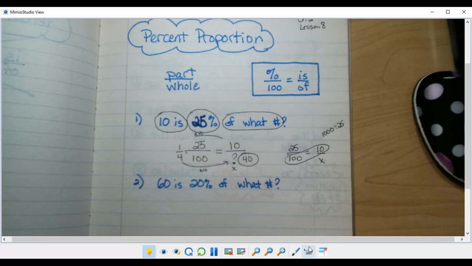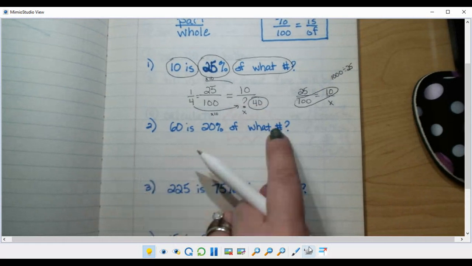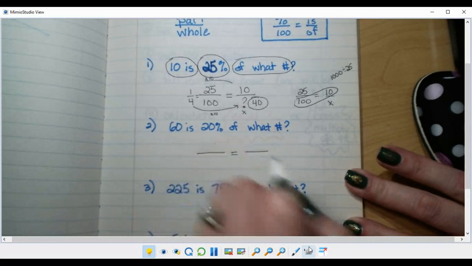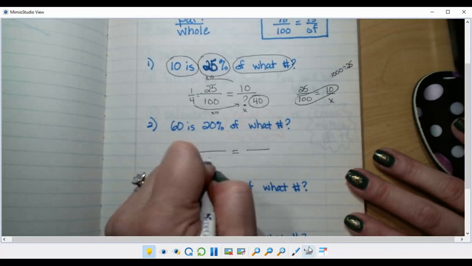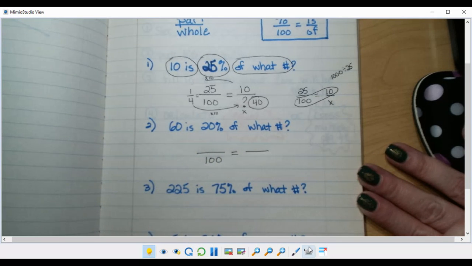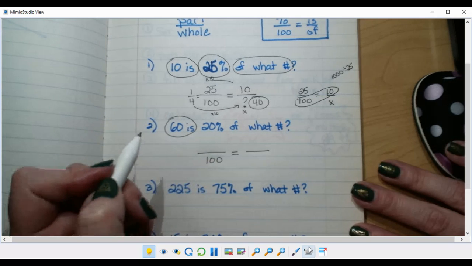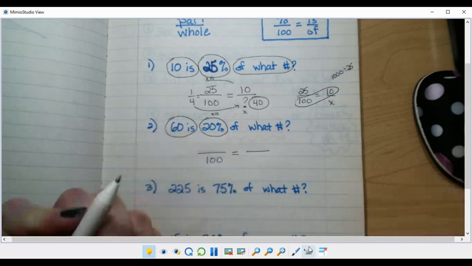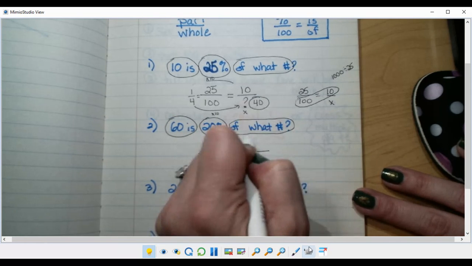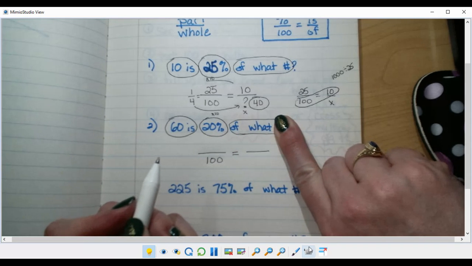Okay, let's go to our second example. 60 is 20% of what number? All right, so here's our steps. Line equals line, set it up, put our 100 on the bottom. Let's go through and chunk. 60 is, it's usually a number and a word. 20%, or in this case, a number and a symbol. And then of what number? Sometimes you'll just see it of what, and they won't say of what number.